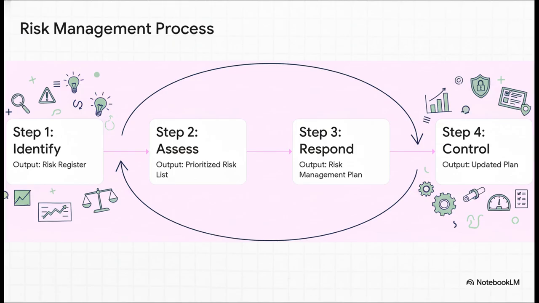First, you identify your risks and get them all down in one place, called a risk register. Second, you assess them. How likely are they? How bad would they be? So you can prioritize. Third, you develop a response for the important ones. What are you going to do about them? And fourth, you control it. You execute your plan and keep an eye out for new risks. Then you start the loop all over again.